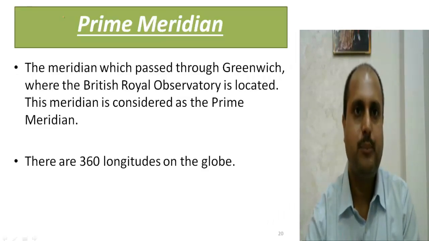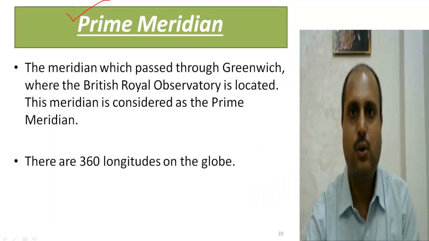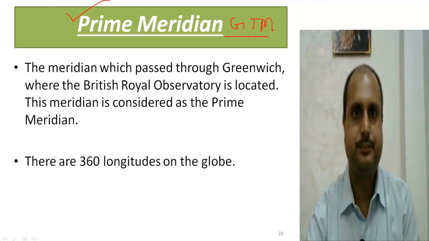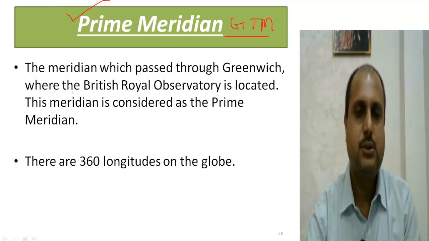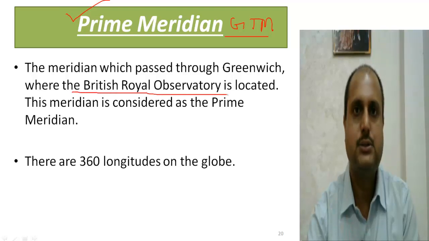So now the prime meridian. The prime meridian is also called the GMT. So the GMT and the prime meridian are the same. On the GMT in London, the British Royal Observatory is located, which is mainly marked as a landmark to identify the GMT. There are a total of 360 longitudes on the globe.